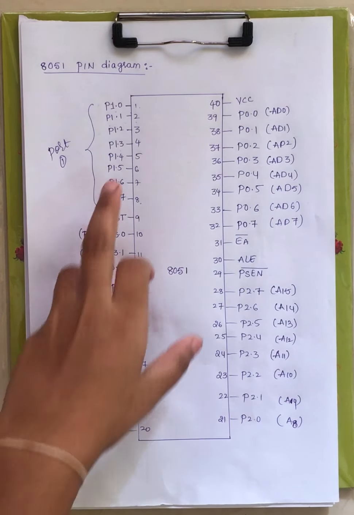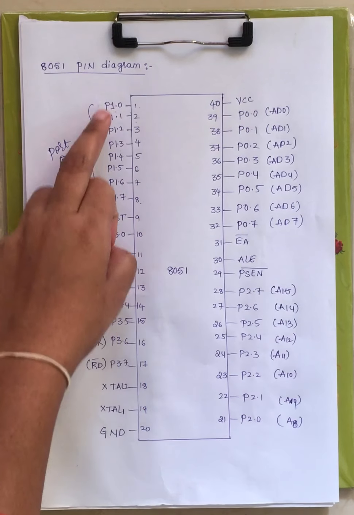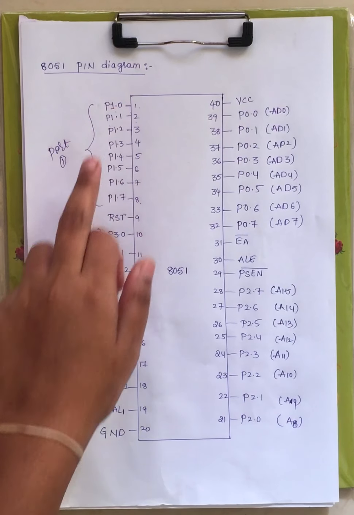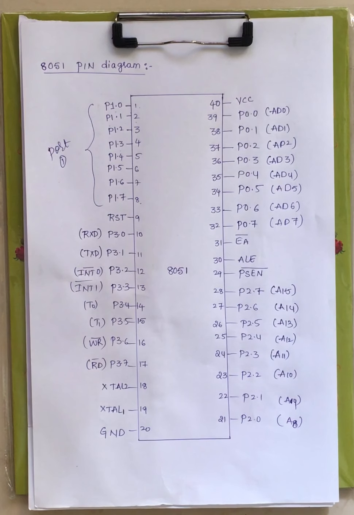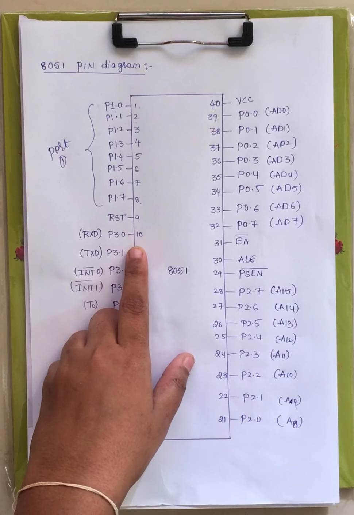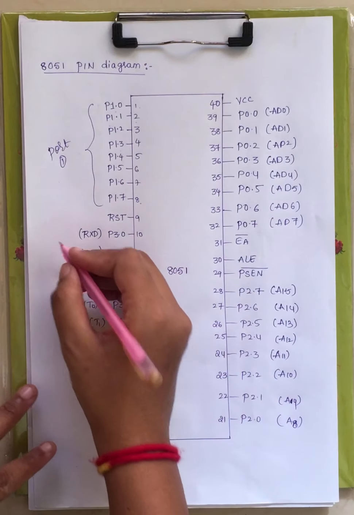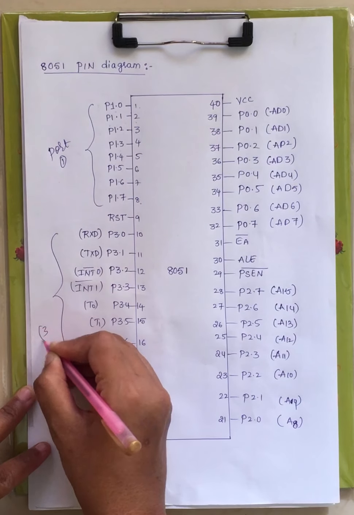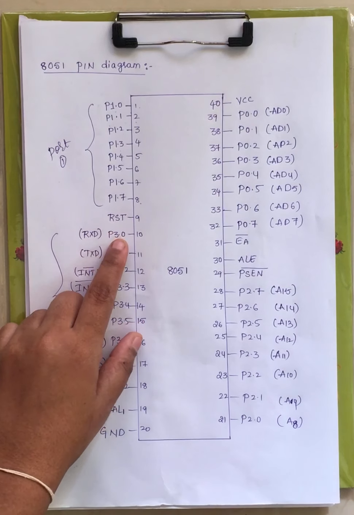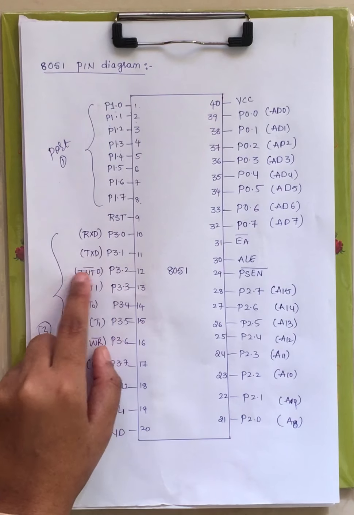Now this is pin number 1 to 8, the port 1 pins, since it is 8 bit. We will see the logic 1 behaviour after this description. The 9th pin is the reset pin, and the 10th pin onwards is port 3, pins 10 to 17. Now these are of which port? Port 3, which is 8 bit, 0 to 7.